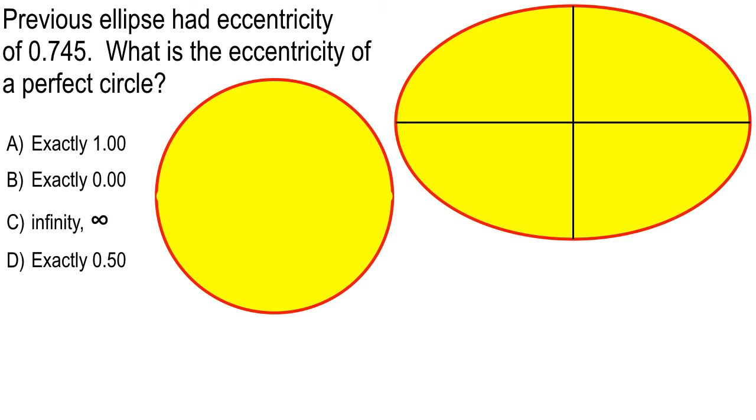A perfect circle versus a generic oblong ellipse. Ten seconds to vote. 10, 9, 8, 7, 6, 5, 4, 3, 2, 1, 0. Okay, let's see what you guys got here. All right. Aha, look at this. This is interesting. We have a kind of a smorgasbord of answers.